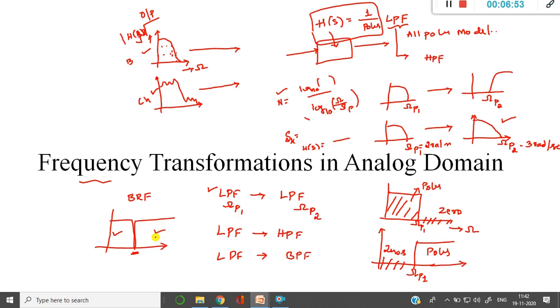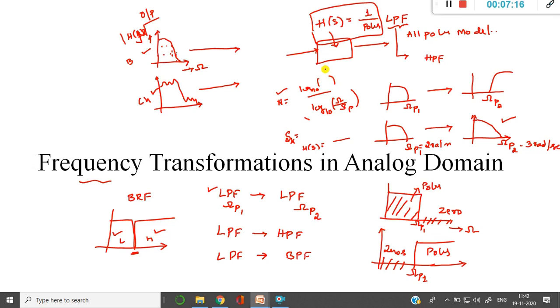Now, if you want to design a band reject filter, you already know how to design a low pass filter and a high pass filter. Just in between, the filter that you want to reject, that is possible, right? So it is all about a thorough knowledge of the design of low pass filters. That's it.